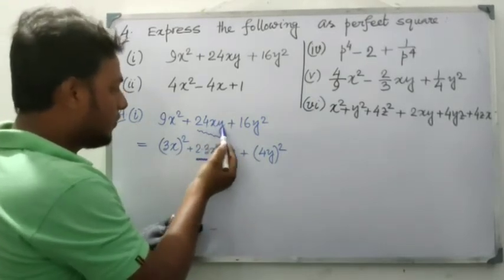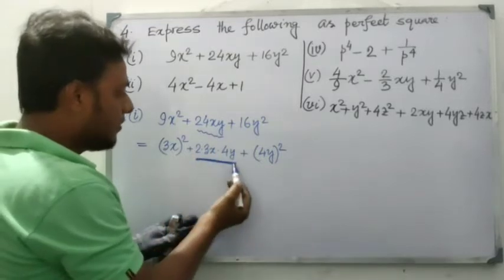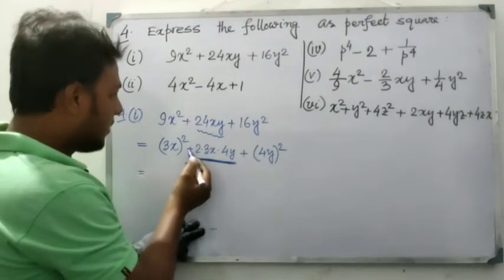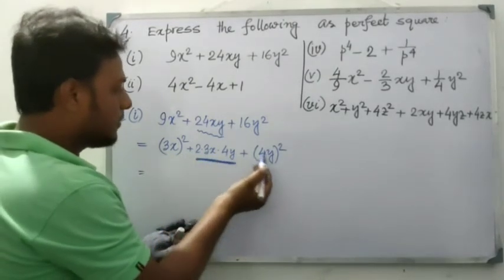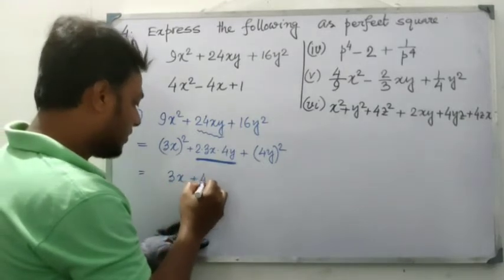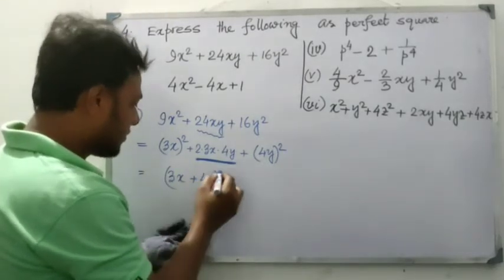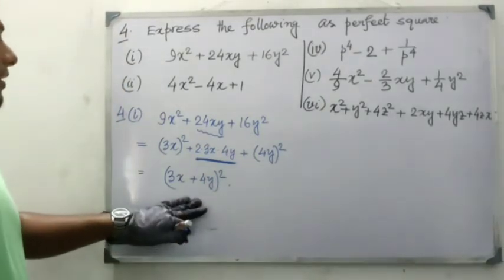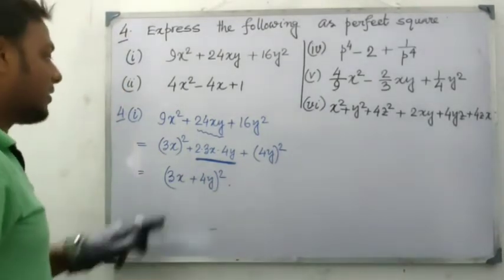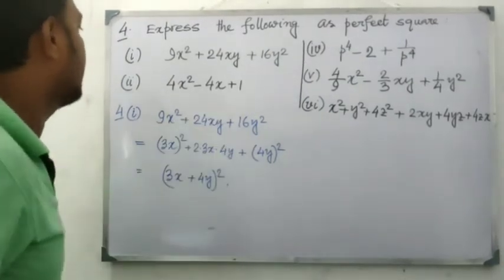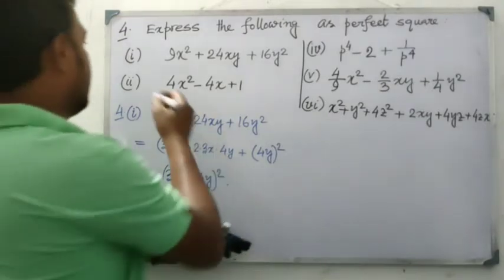So in place of 24xy, we can break it into this form. So ultimately we have converted it into a square plus 2ab plus b square. So this is nothing but (a plus b) whole square. So we have expressed it here as a perfect square. This completes the first solution. Understood? Okay, next, second one.